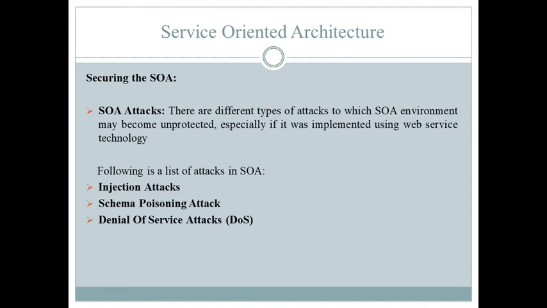An SOA environment has many different types of attacks to which it is exposed when it is implemented using web service technology. The list of attacks in SOA is injection attacks, schema poisoning attacks, and denial of service attacks. Injection attacks occur when we don't have proper validation of user input. A schema poisoning attack occurs when your XML structure is modified or damaged. Denial of service won't modify anything, but it will block the entire service. That is a denial of service attack.